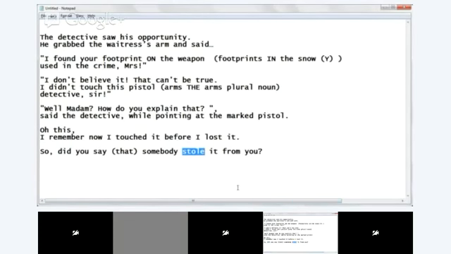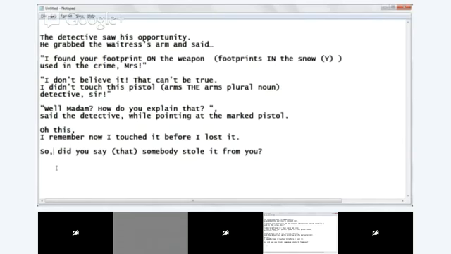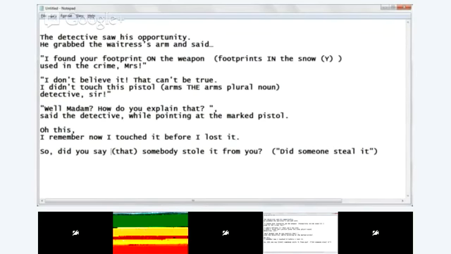How does it work? Why do we have that? Because did you say that somebody stole it from you? This is actually a kind of reported speech. So the question could be, did someone steal it? But did you say that somebody stole it from you? So now this is not direct speech, and that's why we've got stole here. I got it. Yeah. All right, that's good.